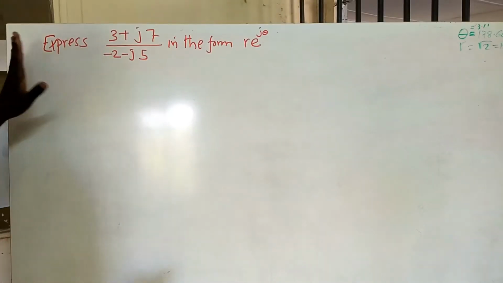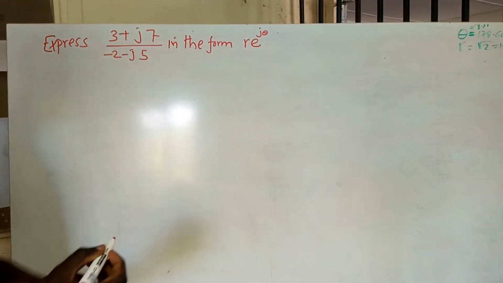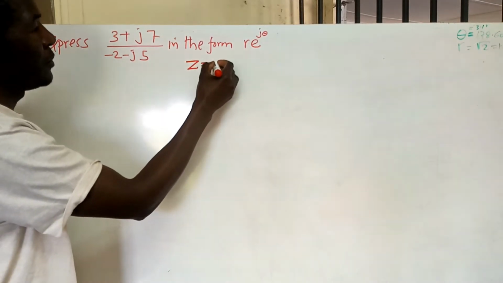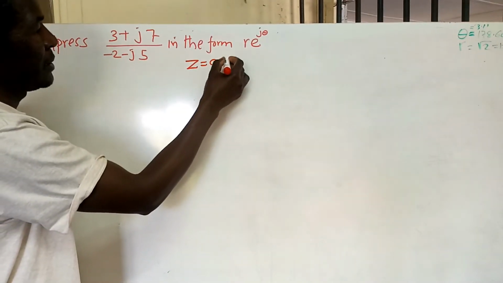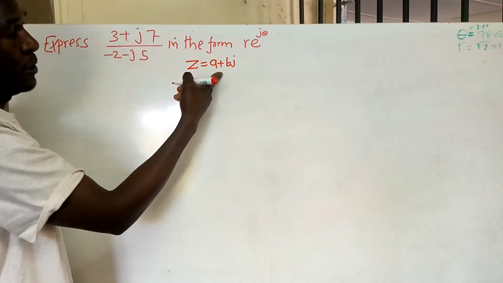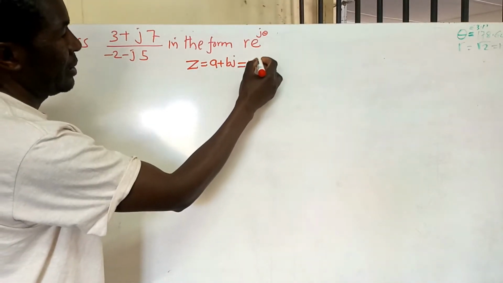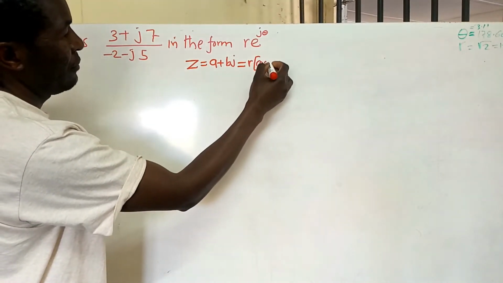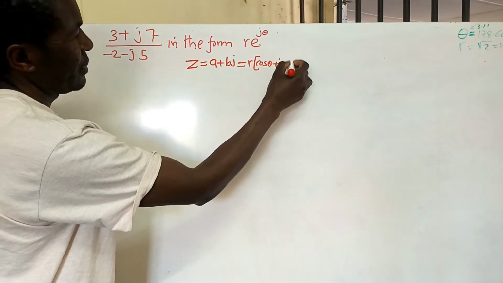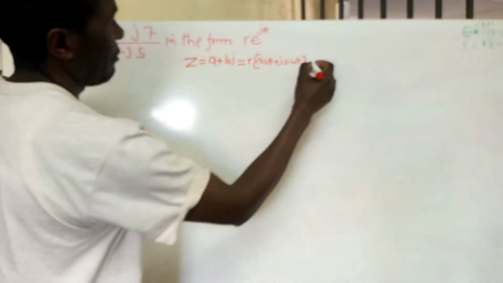This is an example of complex numbers, and we have different ways of expressing complex numbers. The first one is z is equal to a plus b times j. This one is called Cartesian form. Then the other form is r into the cosine of theta plus j sine of theta. How do you call that? That is called polar form.